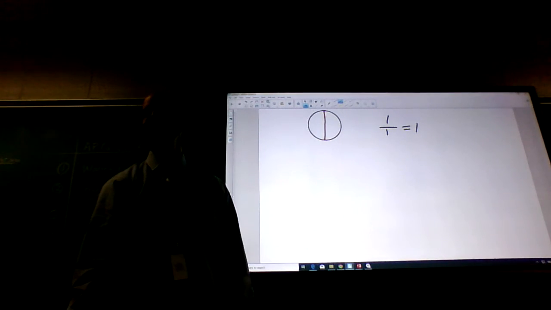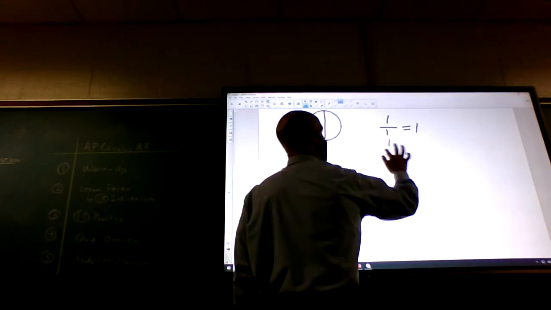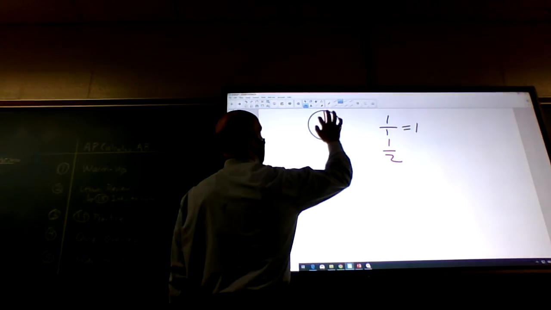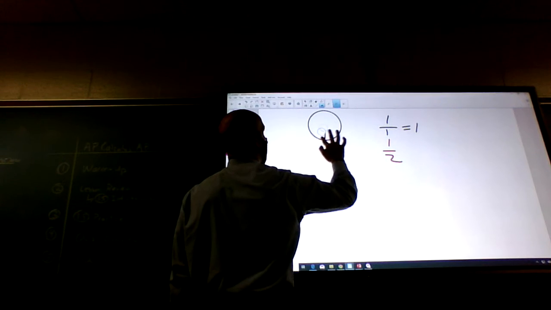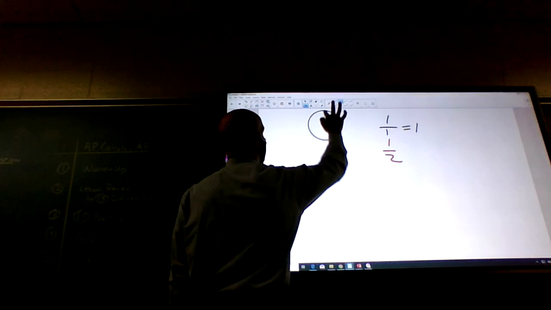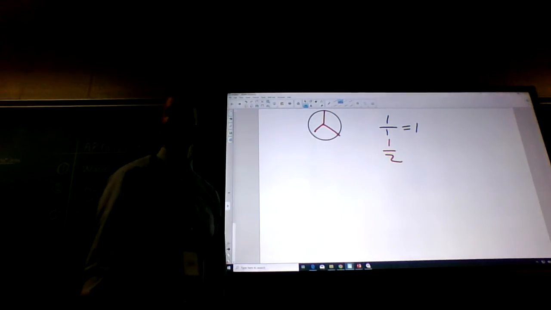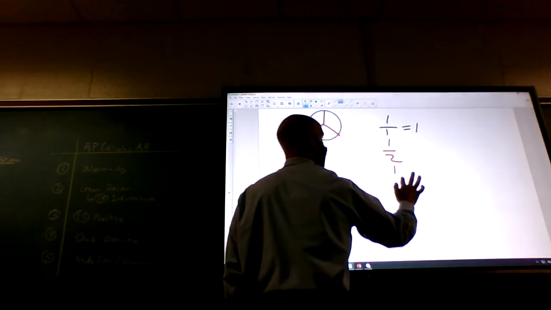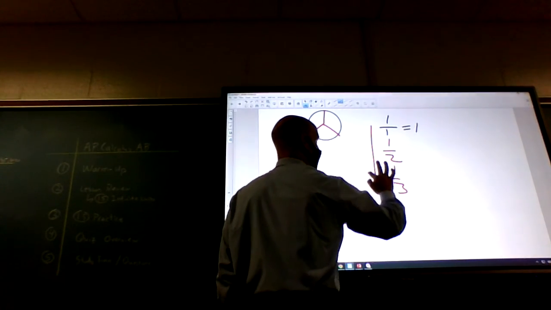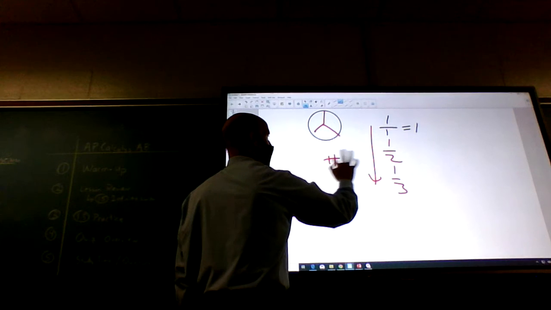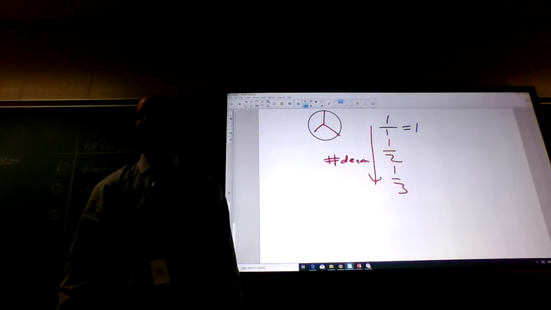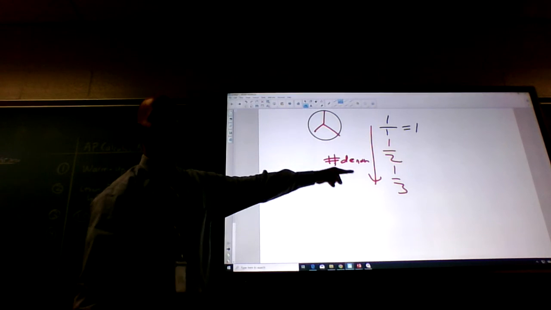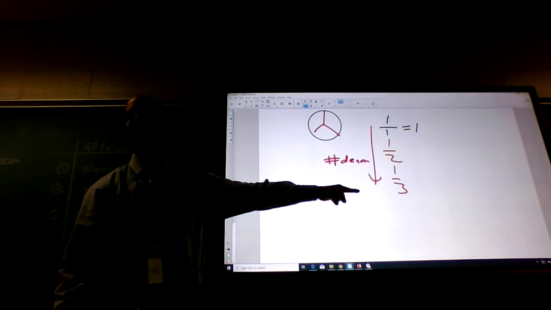Okay, what if there's 2 people, though? Half, right? So 1 over 2. What if there's 3 people eating the pizza now? A third. Okay, so we're going along this way. The number in the denominator is going to get bigger and bigger and bigger, right? What's happening to the amount of pizza you get as the number of people gets bigger?